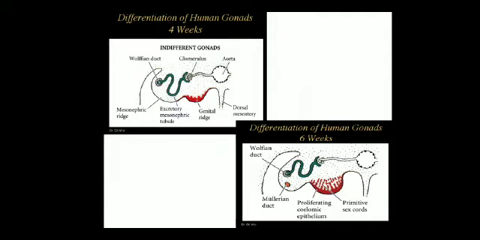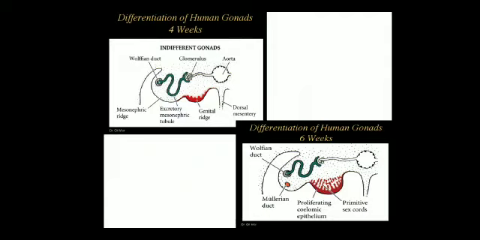So first we'll see this diagram. This is the diagram which shows the Wolffian duct and then the genital ridge. This is the important one: the urogenital ridge is the site where the gonads develop. You can see the diagram, the genital ridge. So this is the site where gonads develop.